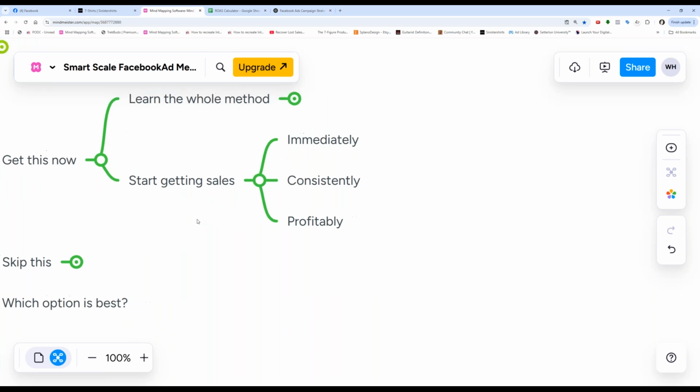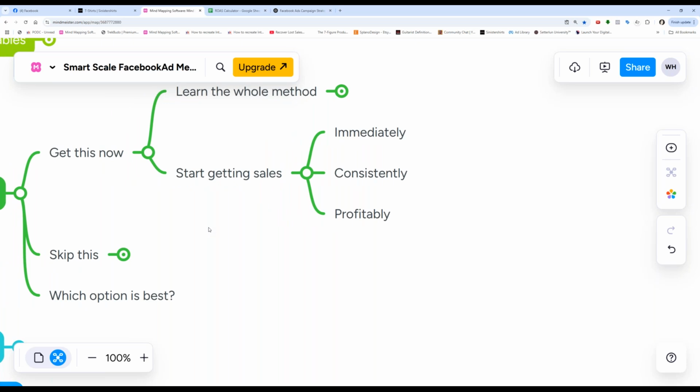We're not talking about putting stuff in place that's not going to work. Immediately, consistently, and profitably. Consistently too is key, because when you're running really tiny budgets, you'll get sales, but then you'll wait like a day or 2 or 3 before you get another sale. And that wait time in between sales can be crushing to your motivation.